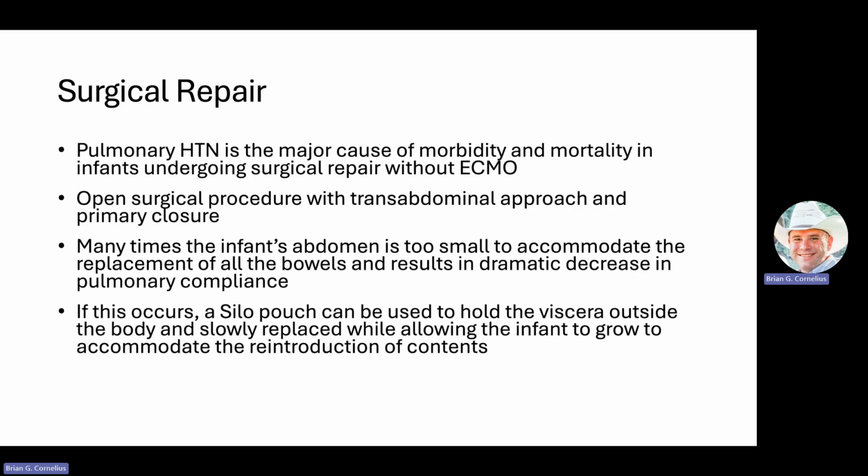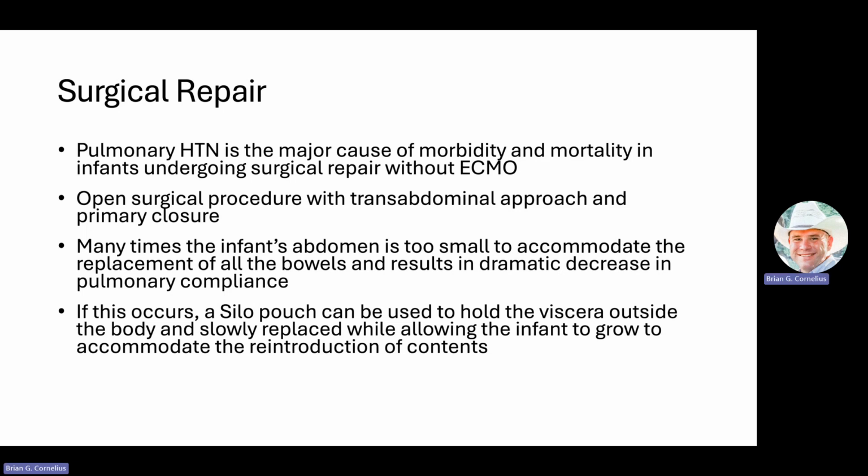This is an open surgical procedure done through the abdomen. Oftentimes what you'll see is that because the child has developed without having those gastric contents in place, the abdomen is too small to accommodate everything being placed back in there. As a result, when it gets put in there, you see that the diaphragm is forced upwards, which was just freshly repaired, so you're trying not to have pressure on it. But it tends to result in a pretty significant decrease in your pulmonary compliance because of mechanical compression.